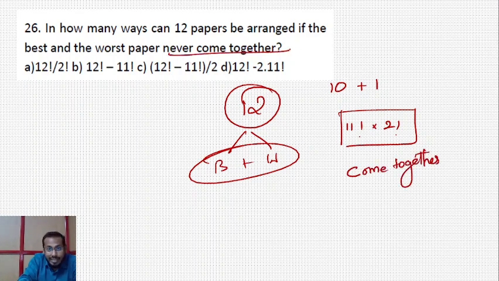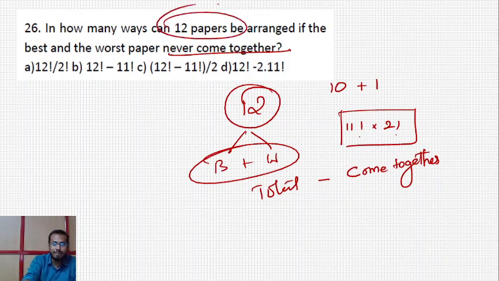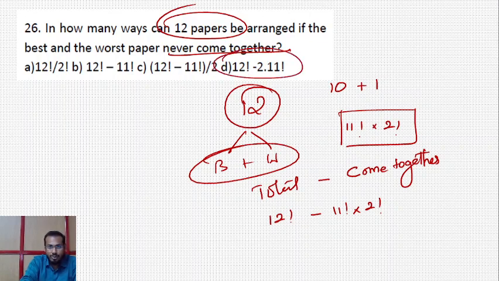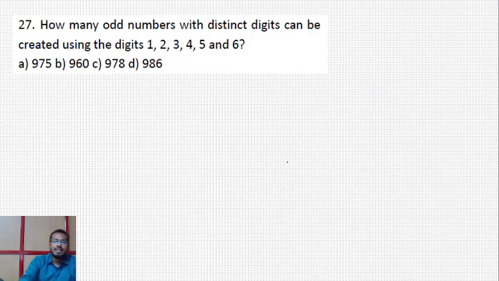But they are asking never come together. So from the total, if you subtract this togetherness, you will get the never together. So what is the total? 12 papers is the total, so 12 factorial. Out of that, I'm going to subtract 11 factorial into 2 factorial. So that is given here: 12 factorial minus 11 factorial into 2. 2 factorial is 2 into 1, so we can take 2 also. So that's the correct one. Clear? Next question.